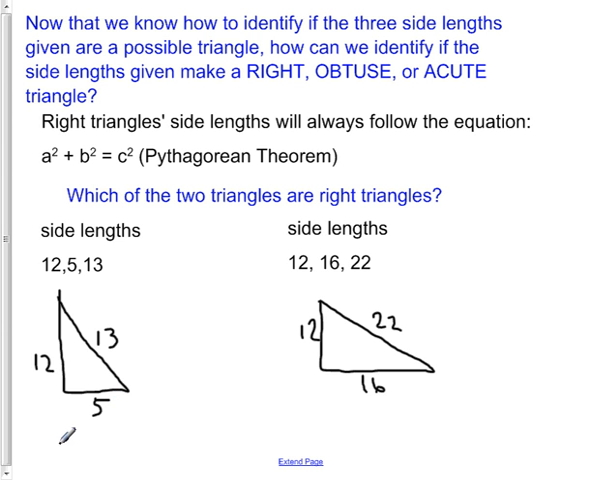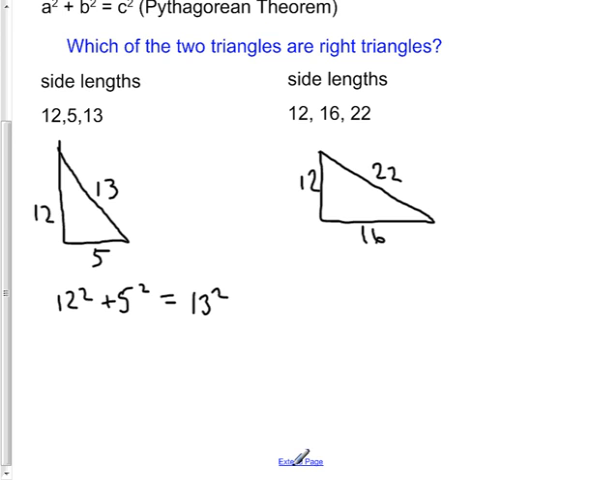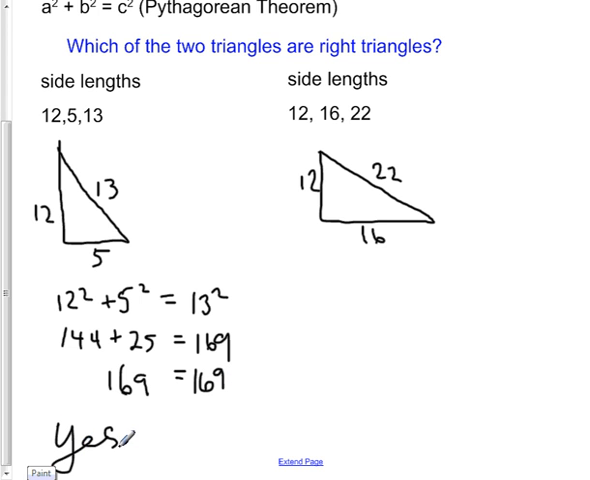So we've got 12 squared plus 5 squared equals 13 squared. And is that true? So we get 144 plus 25. Does that equal 169? And 144 plus 25 is 169. So yes, this is a right triangle.